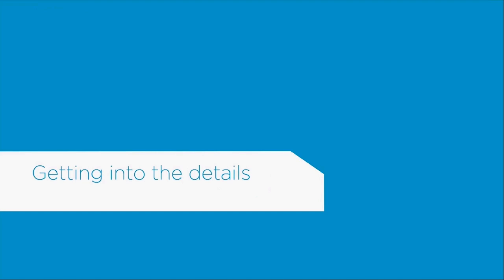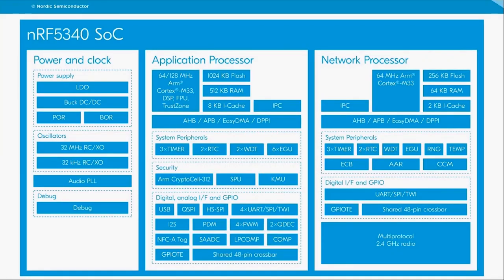So let's get into the details. As you can see here, you have a complete overview of the SoC with power and clock, application core or processor, and network core. So you can see that both of them are Cortex-M33, but the application processor can run at either 64 or 128 MHz. It has DSP, floating point unit, and supports TrustZone, while the network processor is a 64 MHz Arm Cortex-M33 without these features.